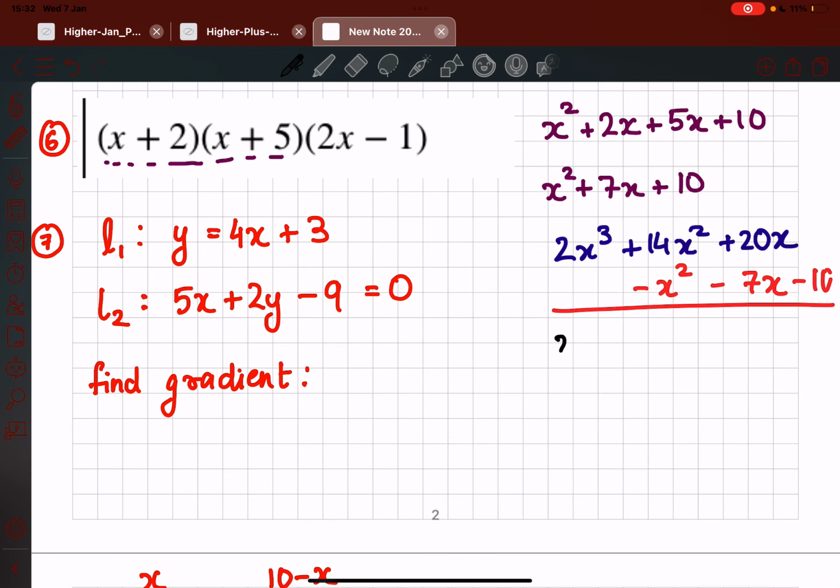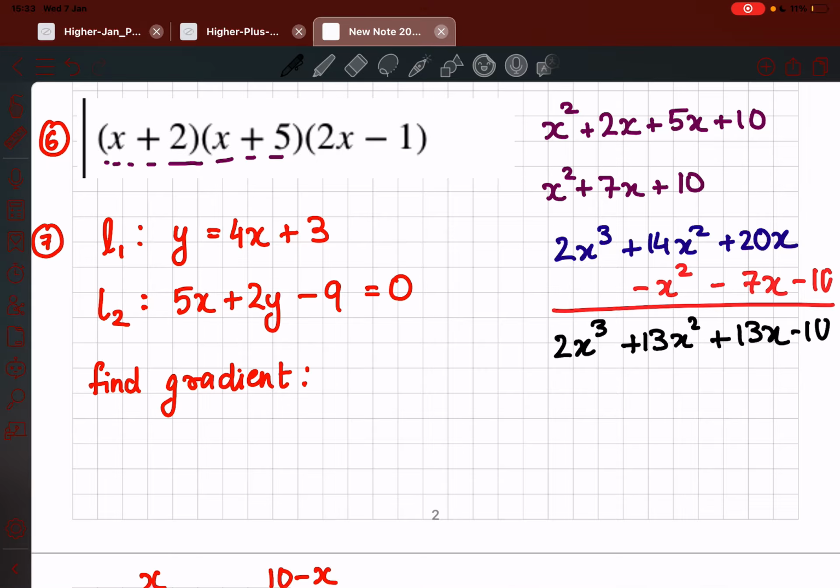So your final answer would be 2x cubed, 14 take away 1, that's 13x squared, 20 take away 7, that should be 13x, and then finally minus 10. So that's our first question.